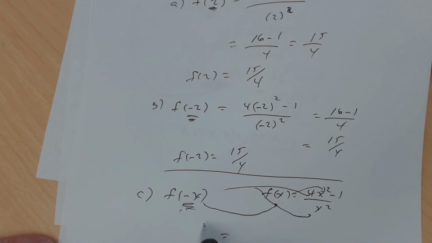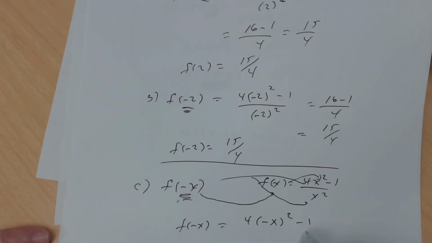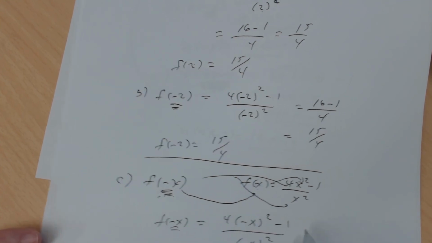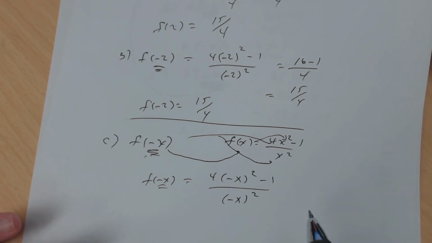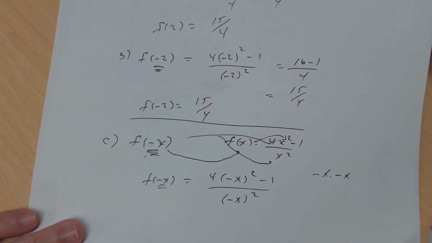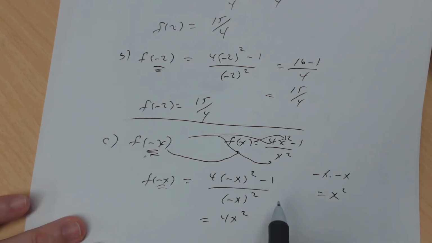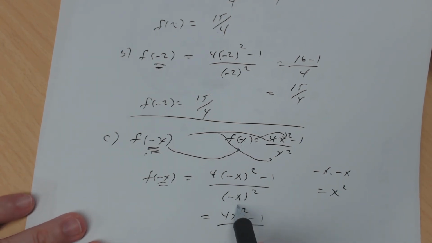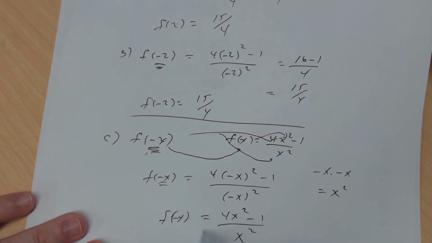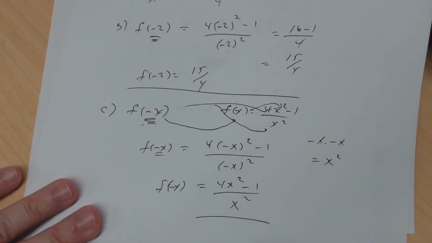So f of negative x is going to equal 4 times negative x squared, because in place of x you plug in negative x, minus 1 divided by negative x squared, because x is negative x. Well, negative x squared means negative x times a negative x. A negative times a negative is a positive, and x times x is x squared. So this is 4x squared minus 1 over, and again, negative x times a negative x is x squared. There's your answer. That's what you would put in the blank.